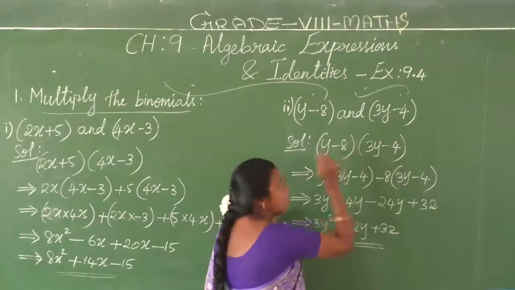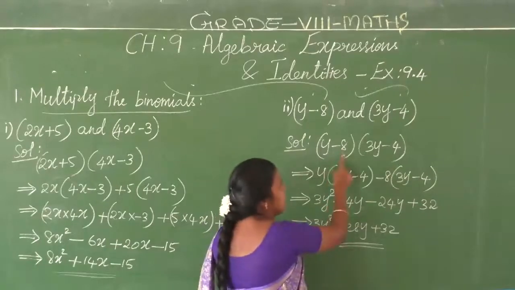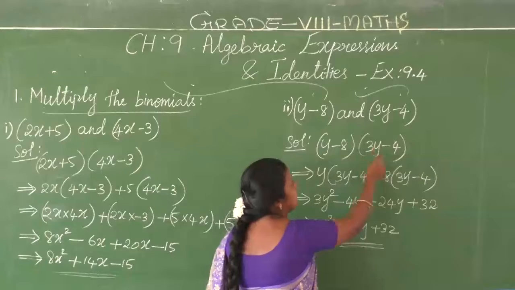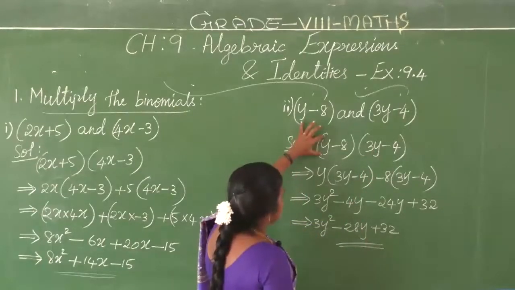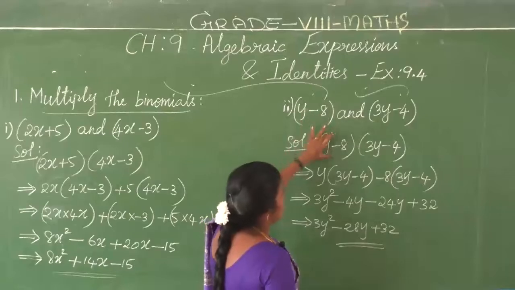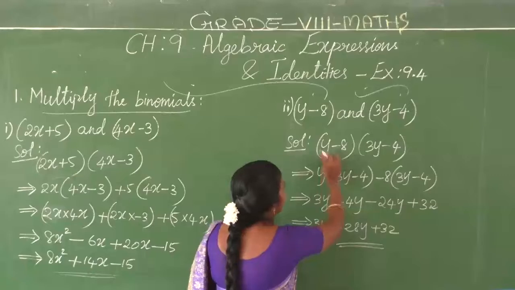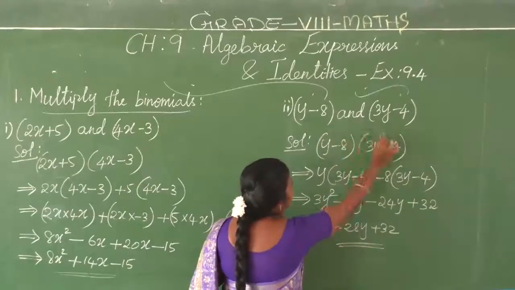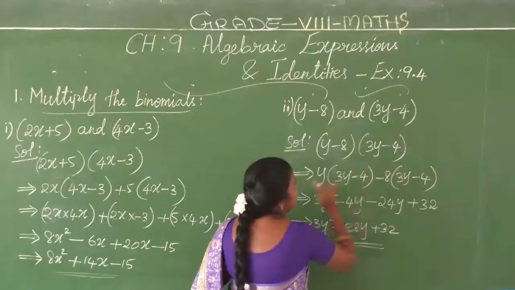How do you consider it? Multiplication. So how do you read it first of all? y minus 8 into 3y minus 4. Okay, what to do? Take the first term of the first binomial and multiply the second binomial. So y into 3y minus 4, this fully. And then minus 8 into 3y minus 4.